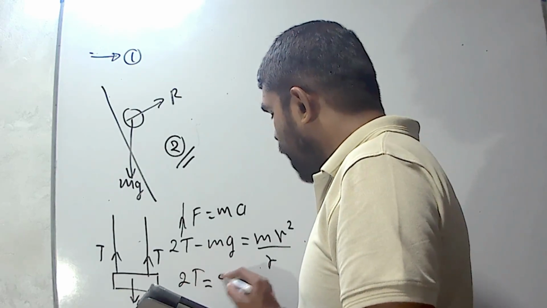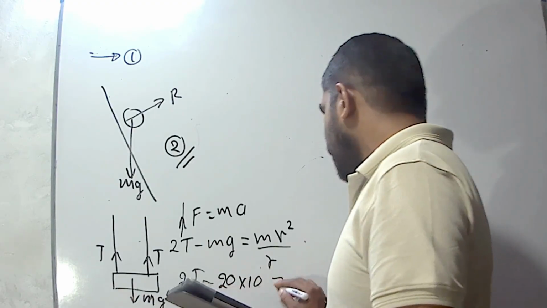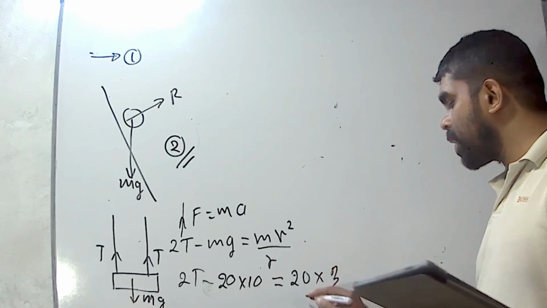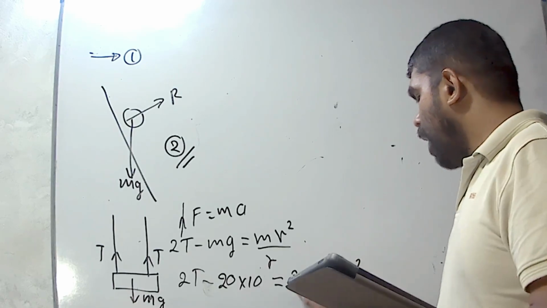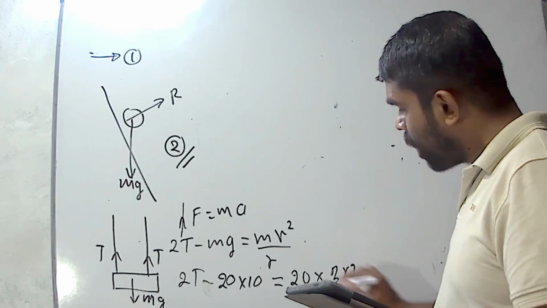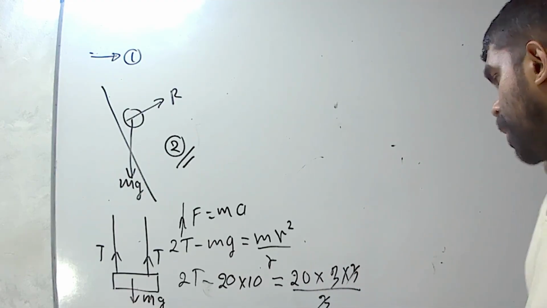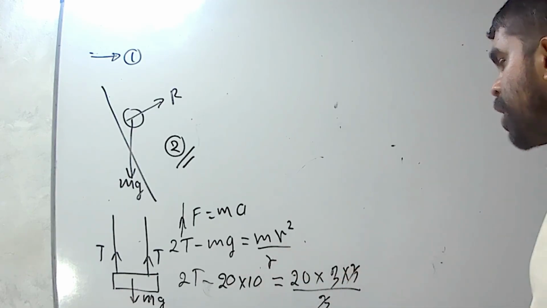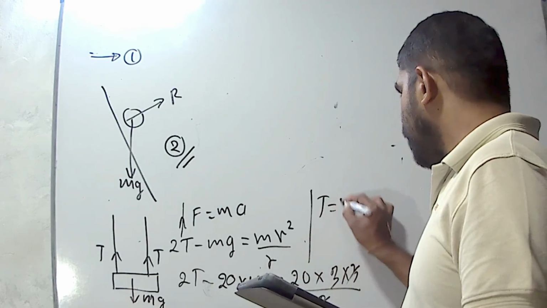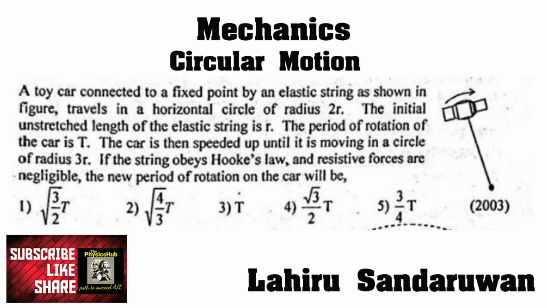2T minus mass 20 kg times g 10 equals again mass 20 times velocity 3 squared divided by the radius, which is also 3. Then we can cancel out, 20 into 3 is 60, 260 divided by 2, then the tension should be 130 Newton. The answer is 1.